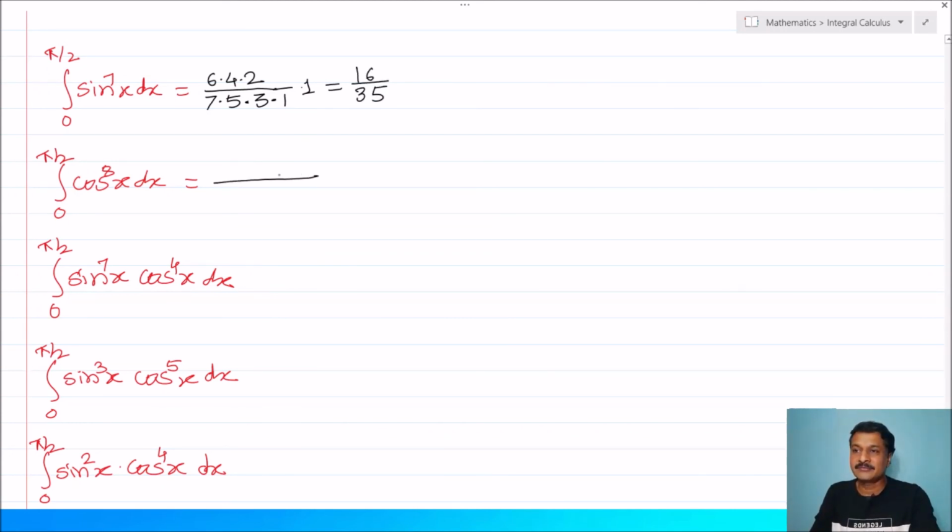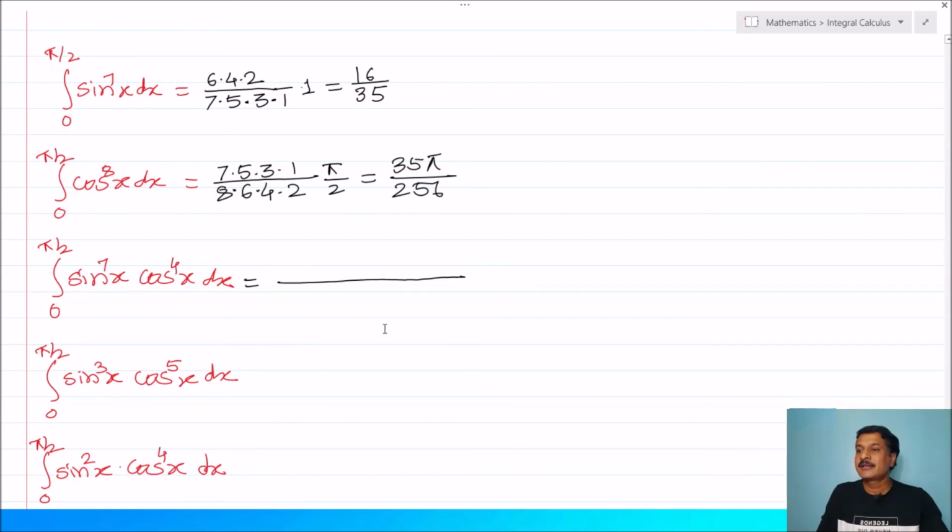Now for cos x raised to 8, the power is 8, so here 8 and here the starting number is 7. Then I can write 7 into 5 into 3 into 1 in the numerator and 8 into 6 into 4 into 2 in the denominator. The power is even, and that is why the value of k is pi by 2. Solving by using a calculator, I get the value 35 pi by 256.